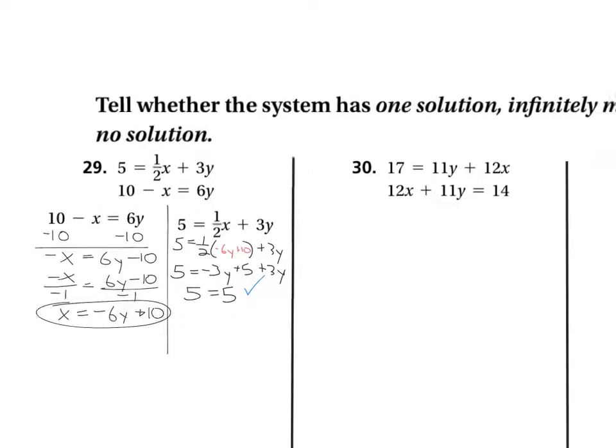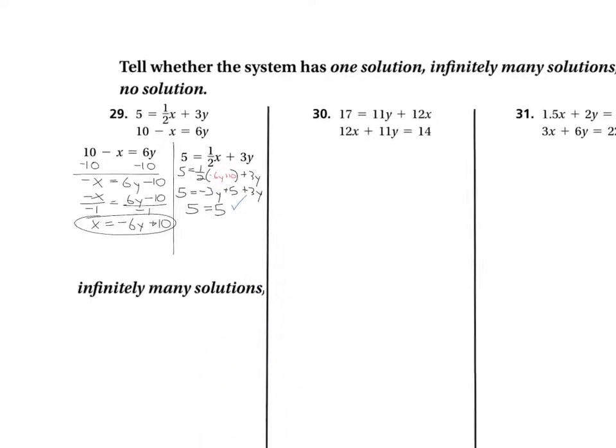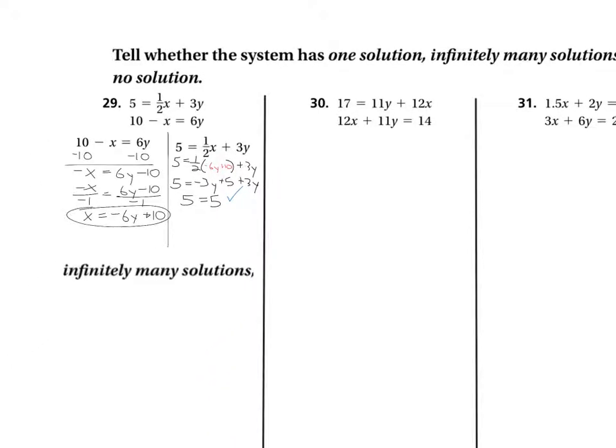And so how do we describe this? Let's just do a screen grab, because I'm really enjoying this tool that I just decided I'm going to start using. That answer is infinitely many solutions, because we get an always true statement of 5 equals 5. Kind of neat, right?